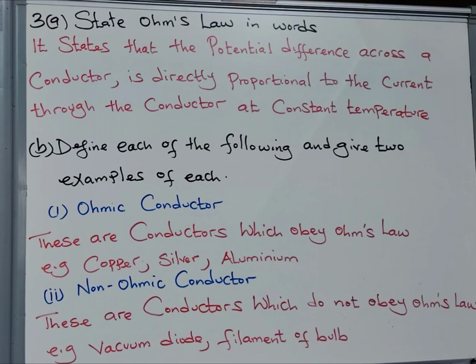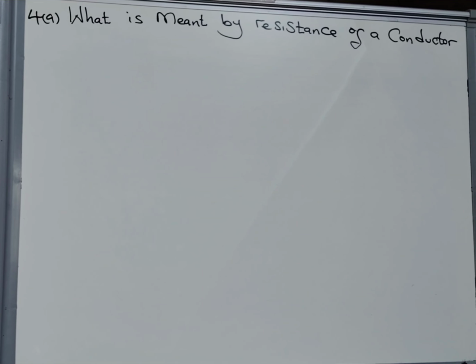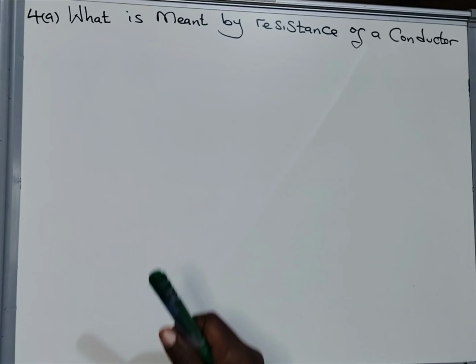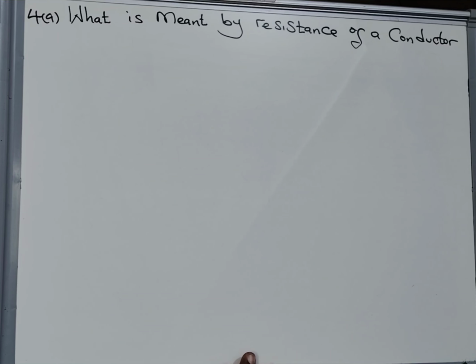So that's that. Then comes this question. It says, what is meant by resistance of a conductor? So what is the resistance of a conductor? Resistance is the opposition to the flow of electric current through the conductor, or the obstruction of the electric current through the conductor.